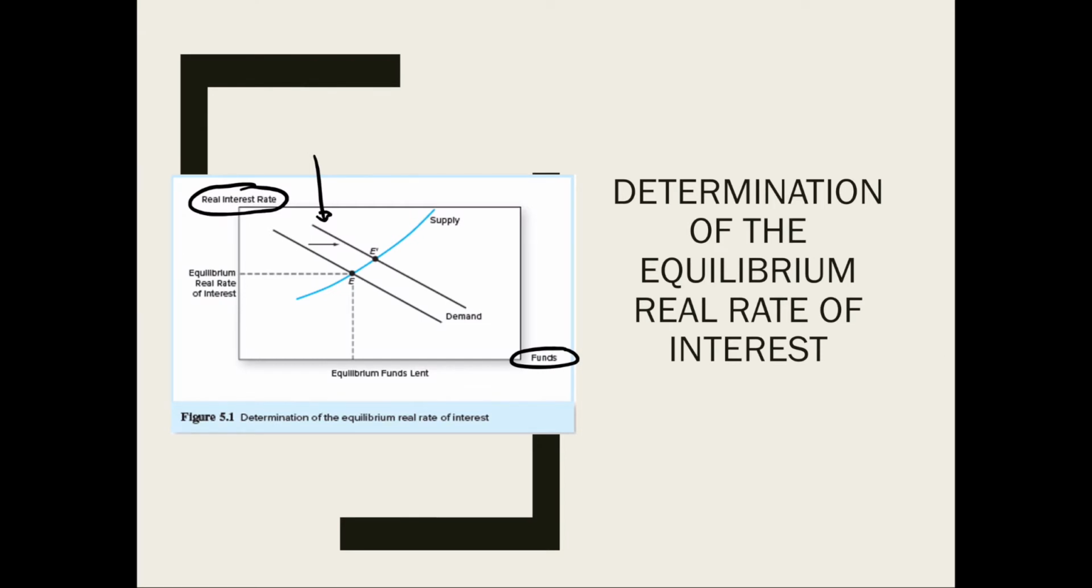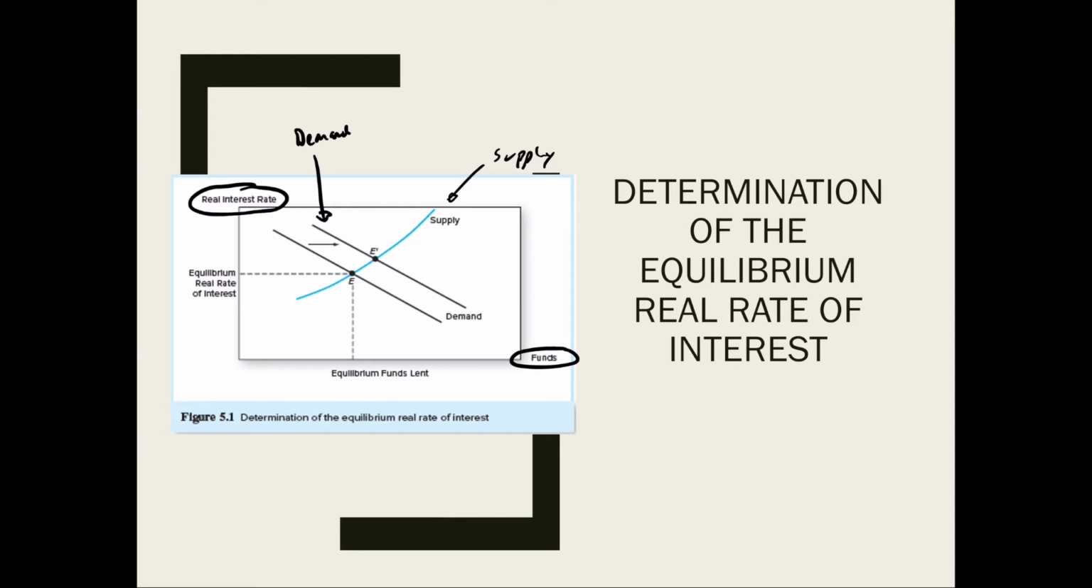And as I mentioned, your demand curve is downward sloping, meaning that at lower interest rates, there's more investment occurring in physical capital. And then your supply curve is upward sloping, understanding that at higher interest rates, so on your vertical axis, there's more savings available. You're not really spending your funds.